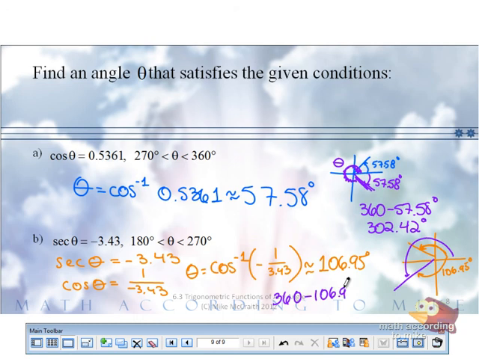360 minus 106.95. What do we get? 253.05 degrees. Hooray. Check this by doing 1 divided by the cosine of 253.05. That should give you approximately negative 3.43. Again, rounded due to error.